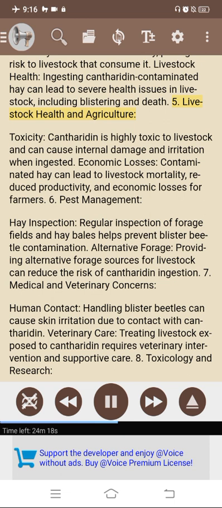5. Livestock health and agriculture. Toxicity. Cantharidin is highly toxic to livestock and can cause internal damage and irritation when ingested. Economic losses. Contaminated hay can lead to livestock mortality, reduced productivity, and economic losses for farmers.